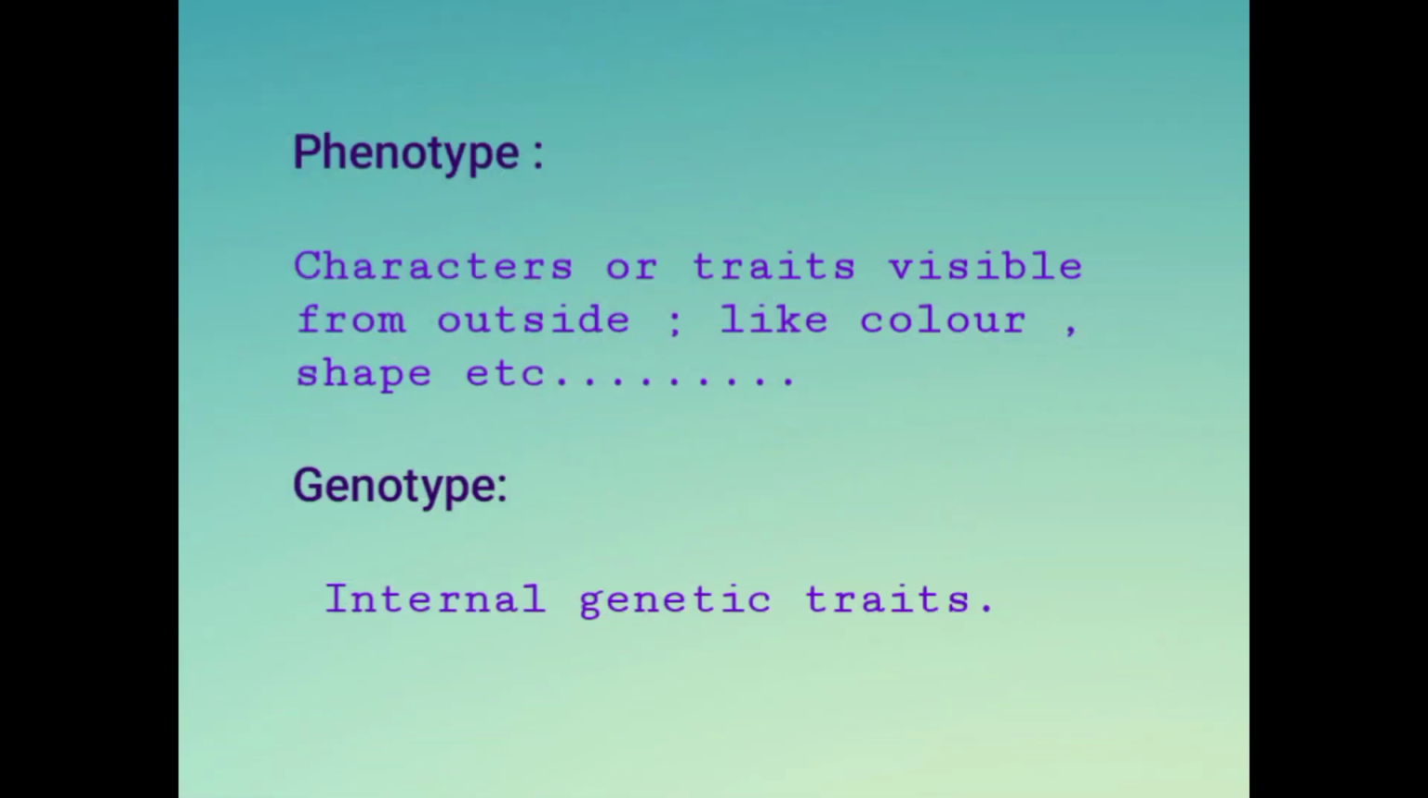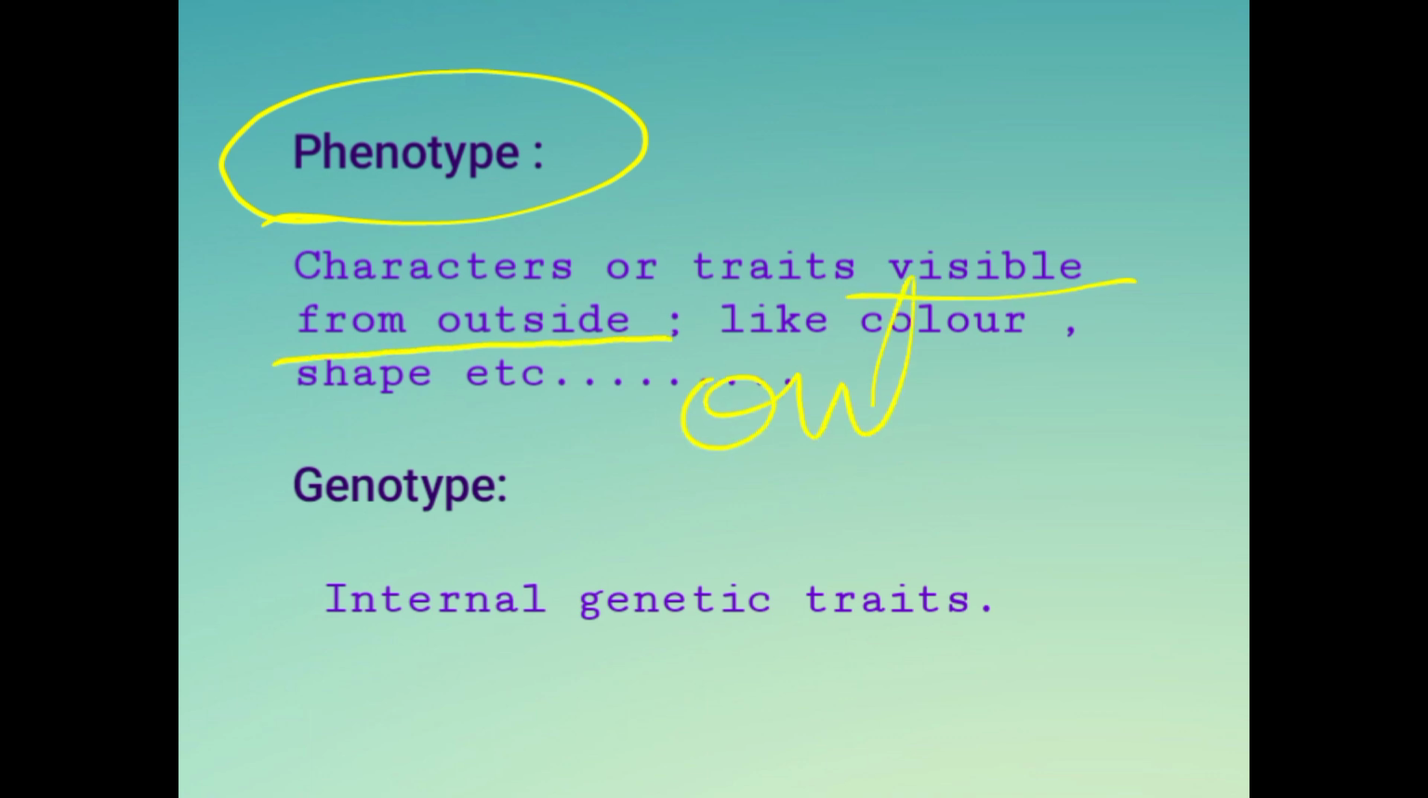Now next we are going to see the phenotype and genotype. What do these terms refer to? Phenotype means the characteristics or traits visible from outside. So you can say it is the outer look. Phenotype can be told in simple language as the outer look. Next we have genotype. It is the internal genetic traits. The internal genetic traits are known as the genotype.